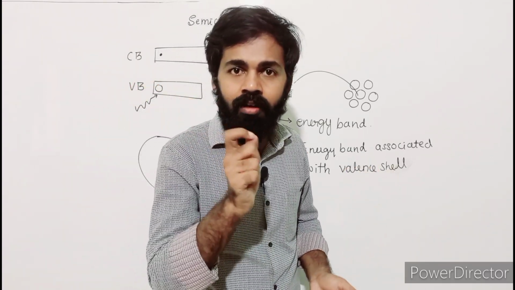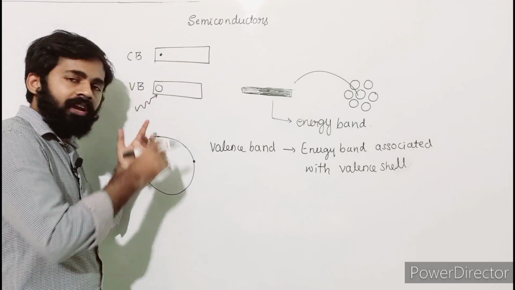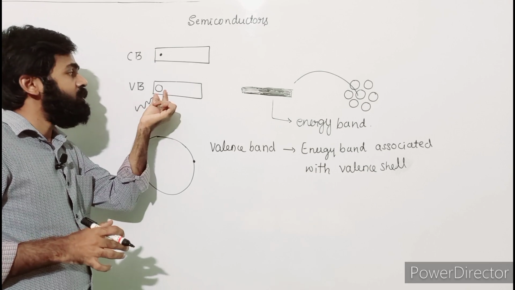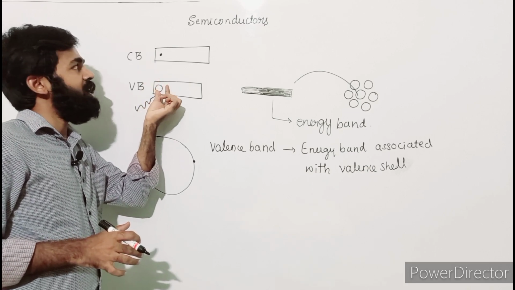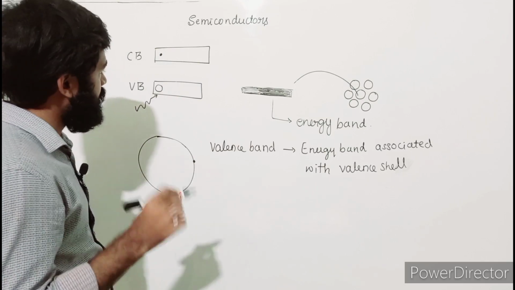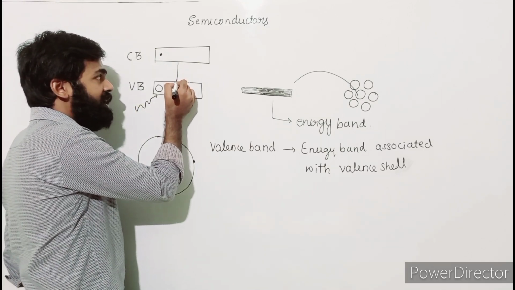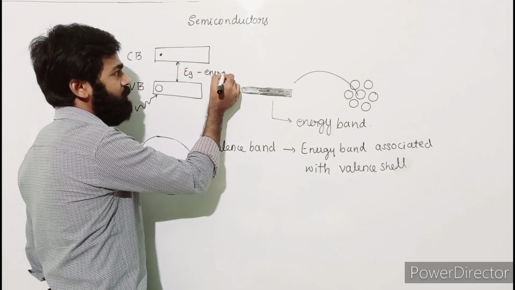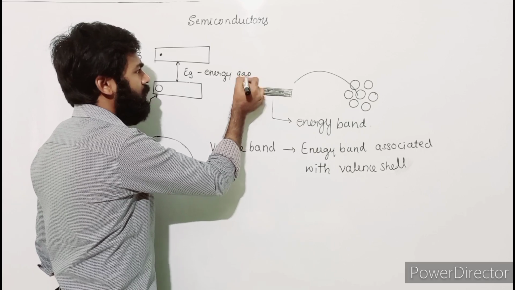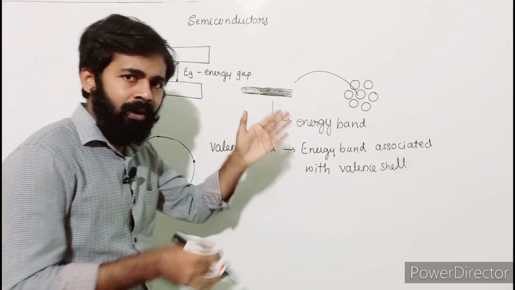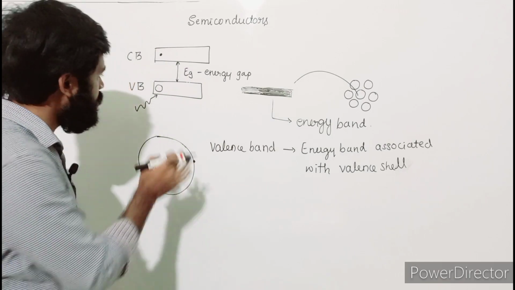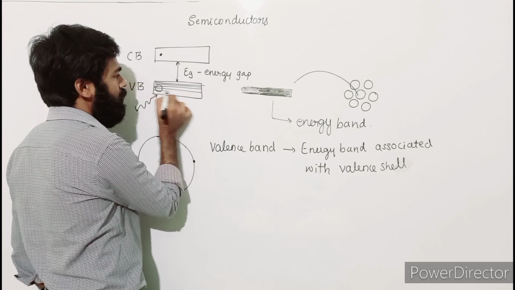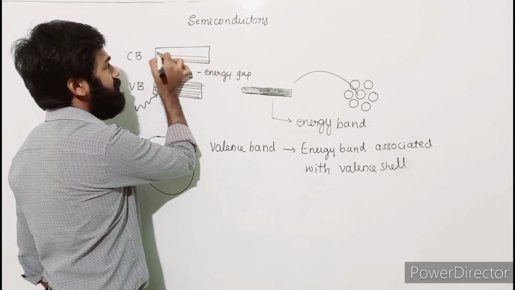Based on what? Based on the energy difference, based on how much energy I need to supply to this electron so that it jumps from the valence band to the conduction band. One more thing: that energy difference, whatever I need to supply, is called the energy gap. Now here you can see, a band is nothing but a group of levels, right? So let's take a group of levels here.